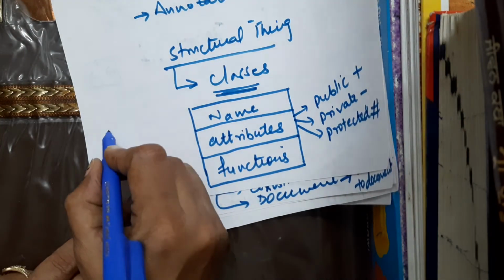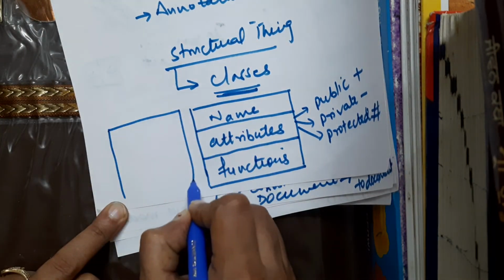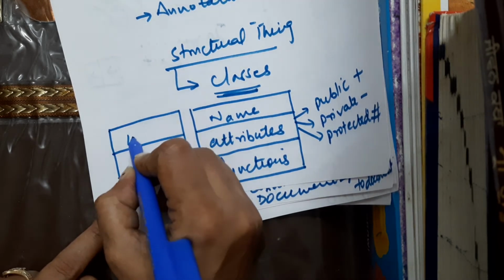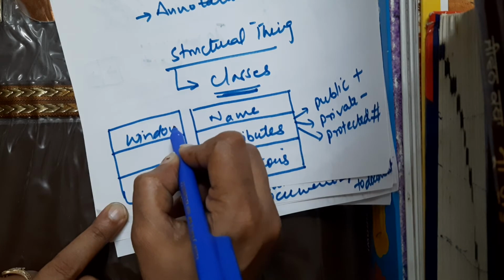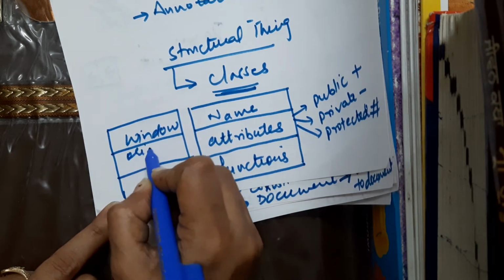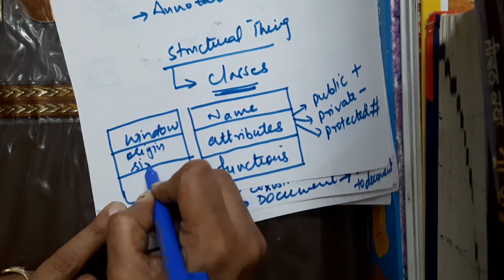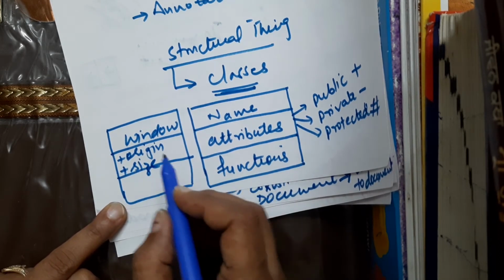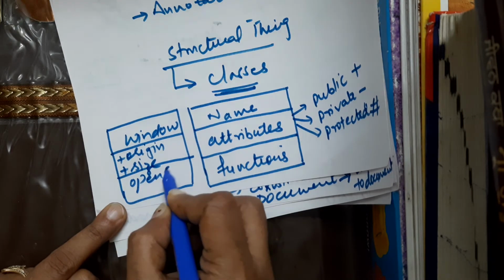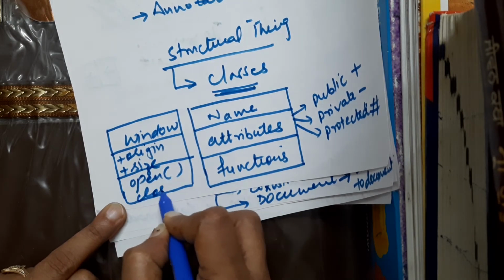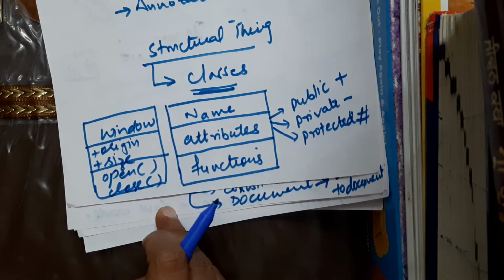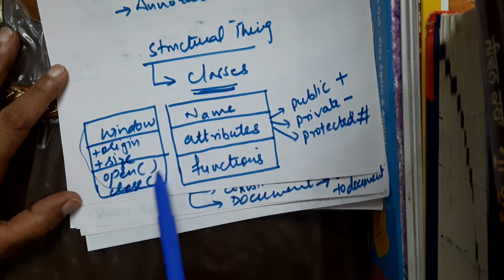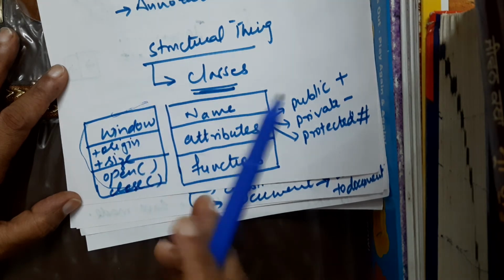For example, we have a class, the name of the class is Window, then the attributes are origin and size, and we declare both of these variables or attributes as public. Then the functions or the methods are open and close. It means whenever we have to make the design of our software, we have to declare the classes, the number of classes to use for the software, in this manner.